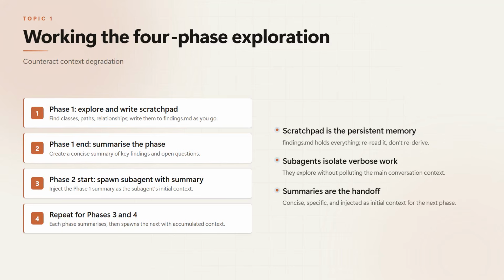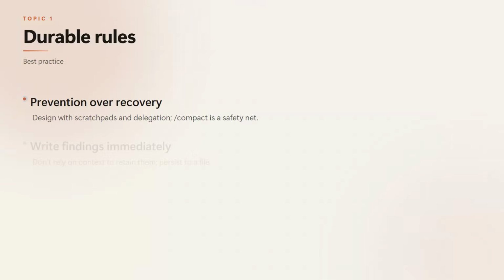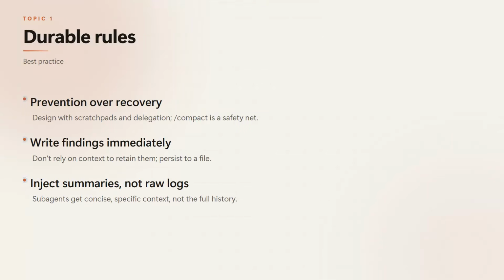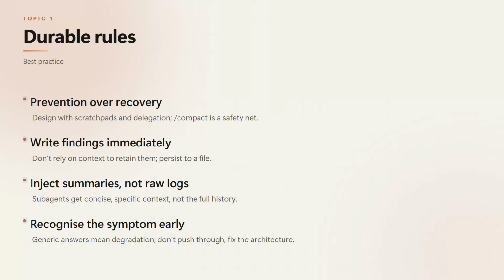The other cases in the document follow this same pattern. The principle is always persist, summarize, inject. The durable rule is this: context management is an architectural concern, not an operational afterthought. You prevent degradation by designing your exploration with scratchpad files and subagent delegation from the start. /compact is a recovery tool for when a session is already full, it's not the design.